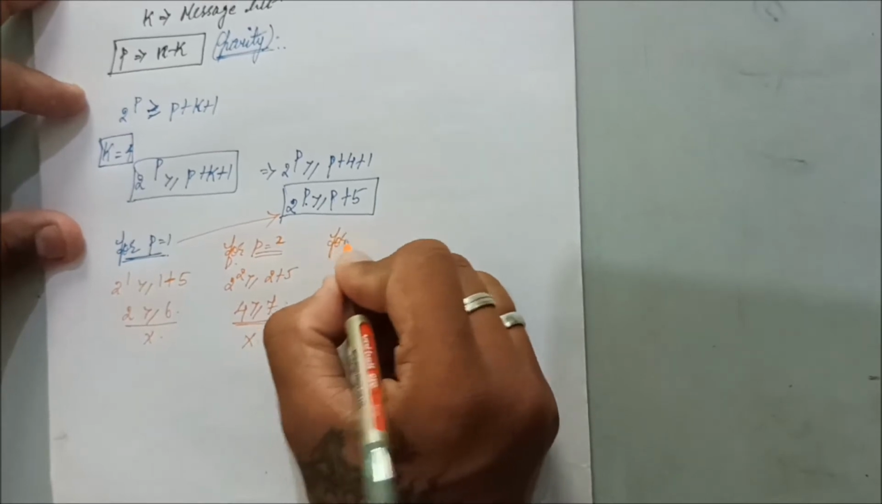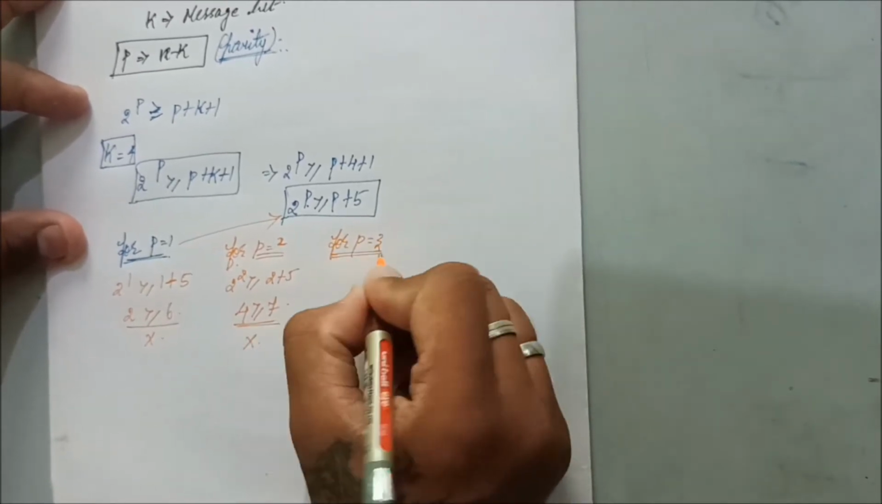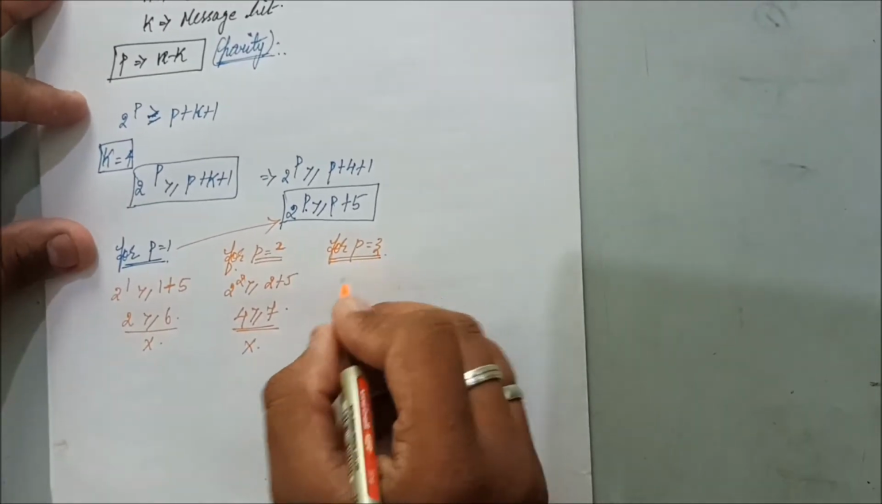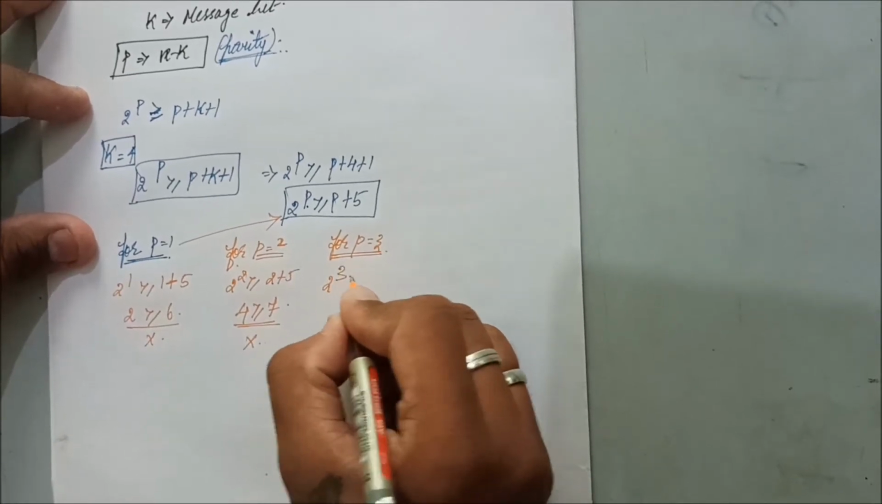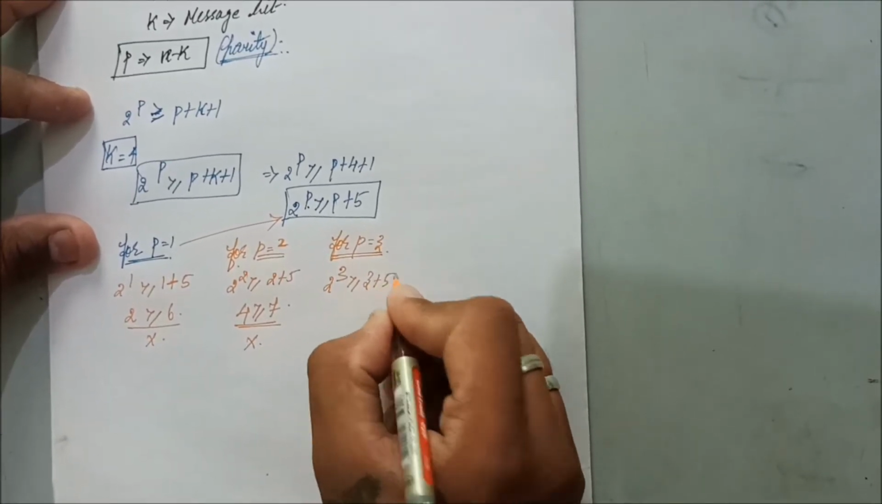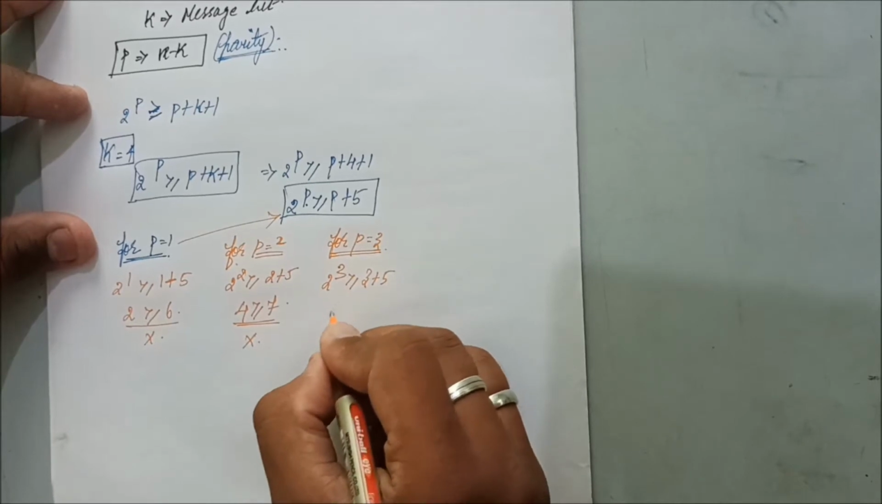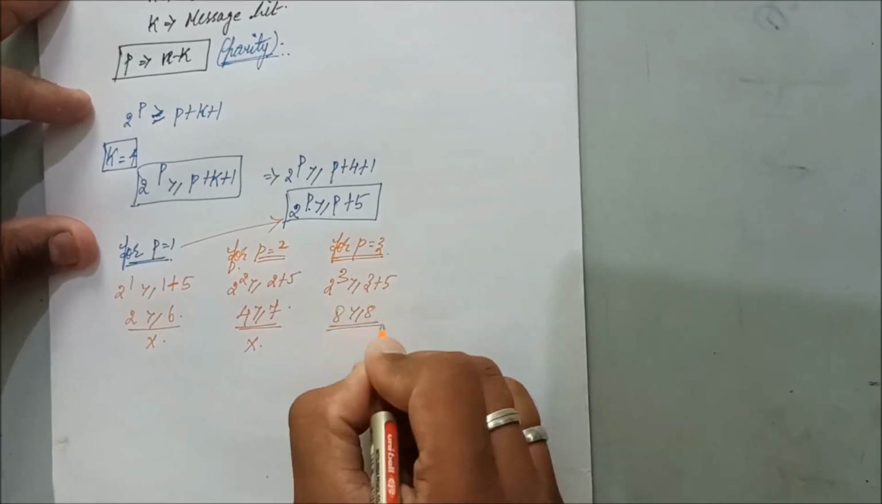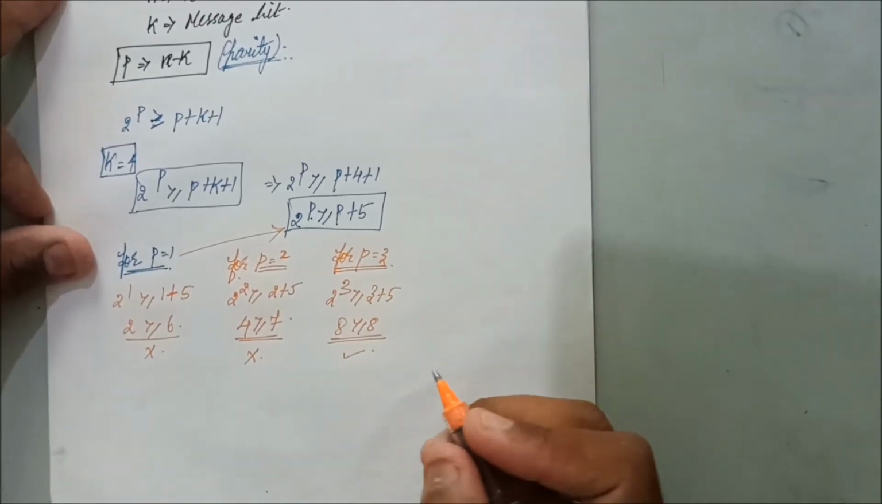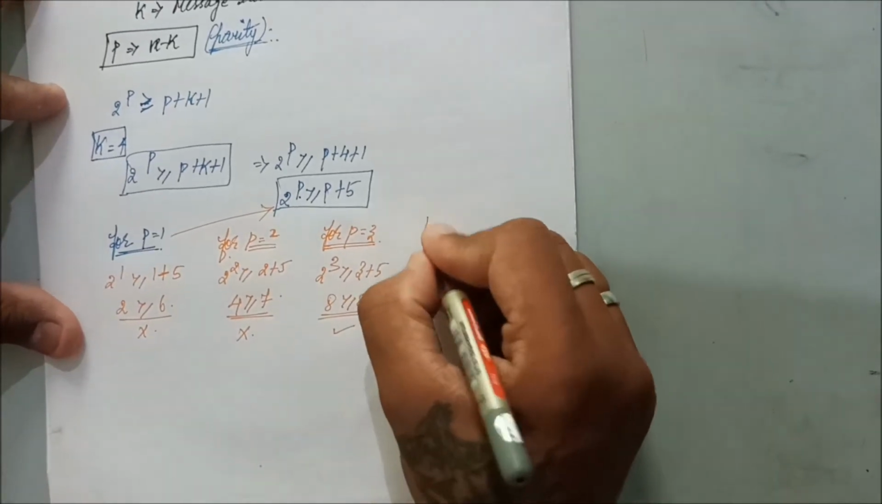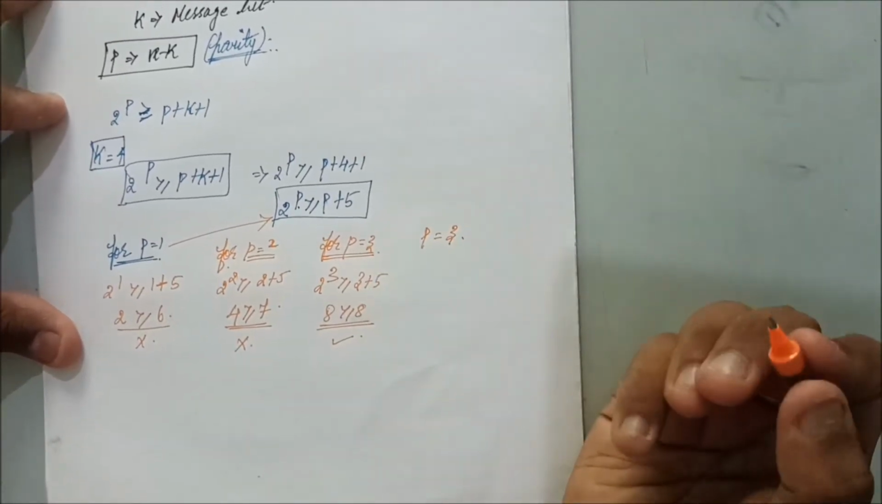Then I substitute p equal to 3. 2 power 3 is greater than or equal to 3 plus 5. 2 power 3 is 8, and it is greater than or equal to 8, so this condition is satisfied. Then the value of p is equal to 3.